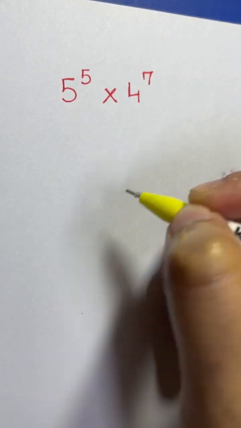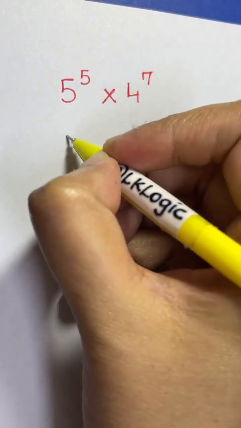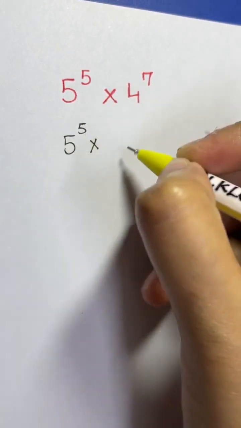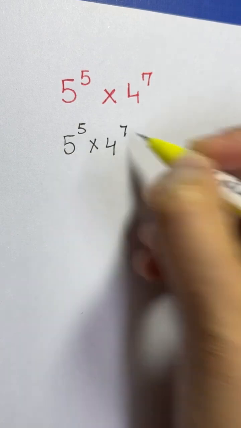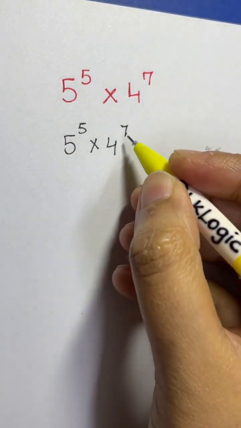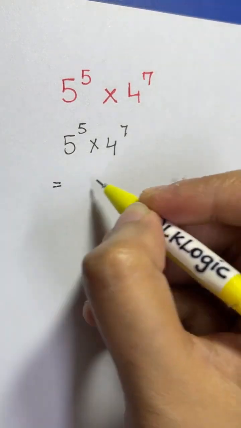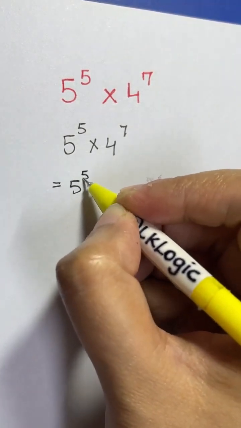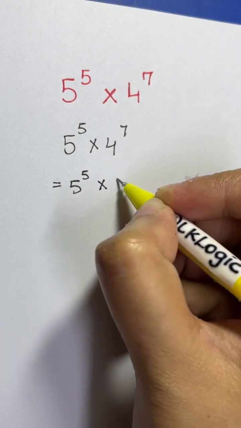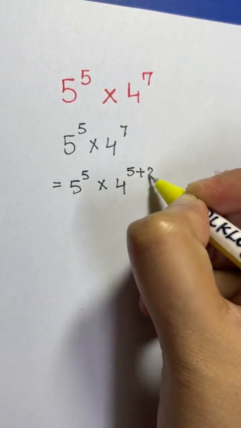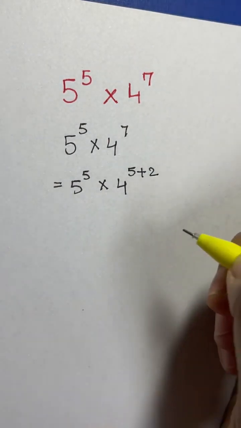The first step is you're going to write it back: 5 to the power of 5 times 4 to the power of 7. Now we're going to break down 7 in terms of 5 and 2. That's the first step what we're going to do. 5 to the power of 5 times 4 to the power of 5 plus 2. Right.